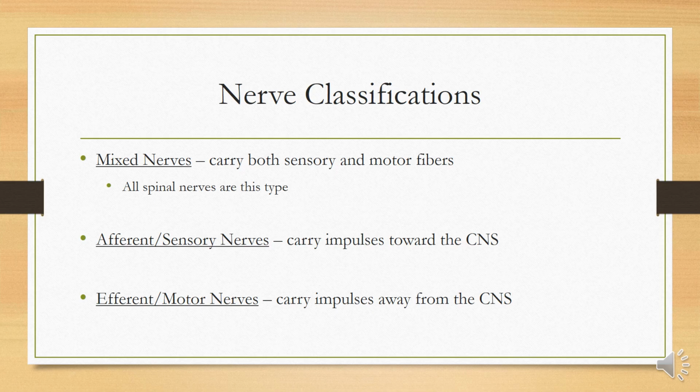Nerve classification. In the PNS, we have mixed nerves. These carry both sensory and motor fibers. All your spinal nerves are this type. These are the ones that give you both information, so they both receive and send messages. Afferent/sensory nerves only carry impulses towards the CNS, and efferent/motor nerves carry impulses away from the CNS.